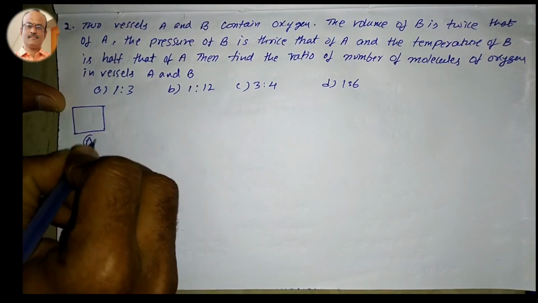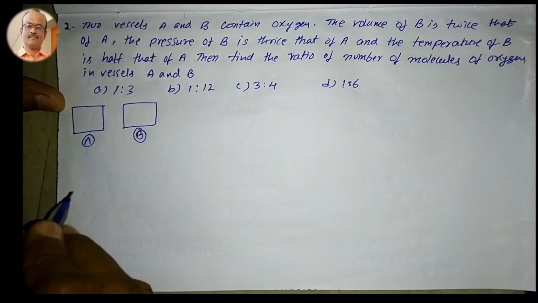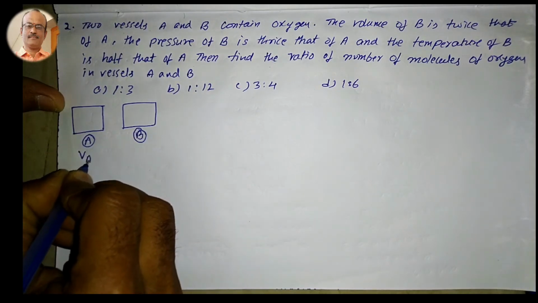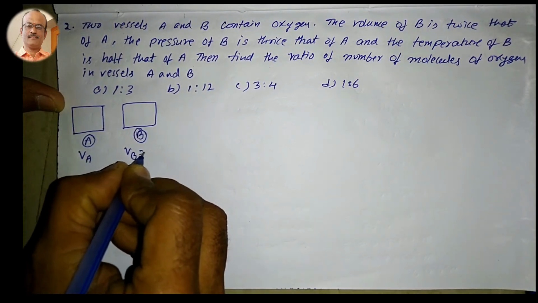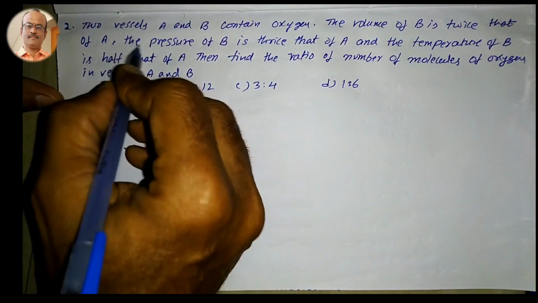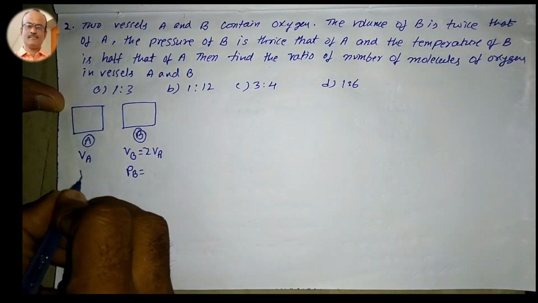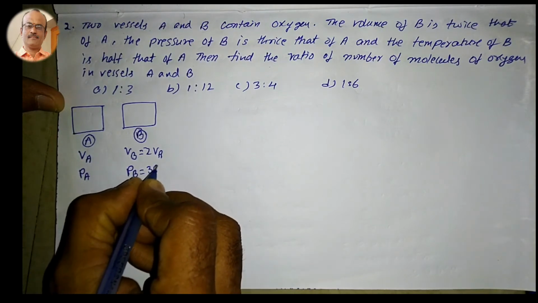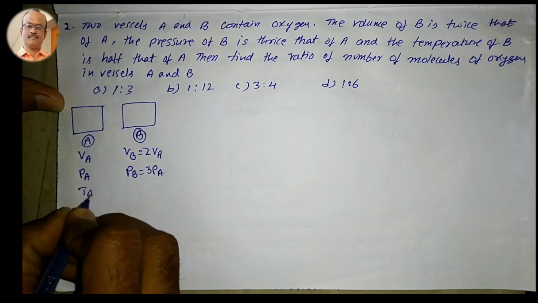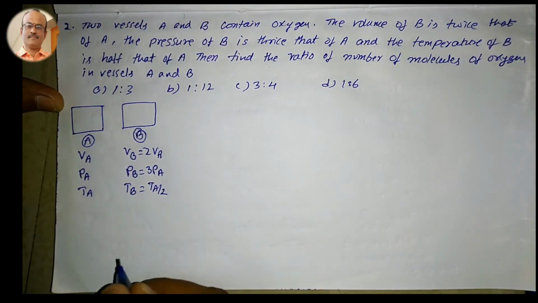This is vessel A and this is vessel B. Here, the volume of B is twice that of A. So the volume of A is VA and the volume of B is twice the volume of A. The pressure of B is thrice that of A, so the pressure of B is 3 times the pressure of A, and the temperature of B is half that of A. So the temperature of A is TA and the temperature of B is TA divided by 2.